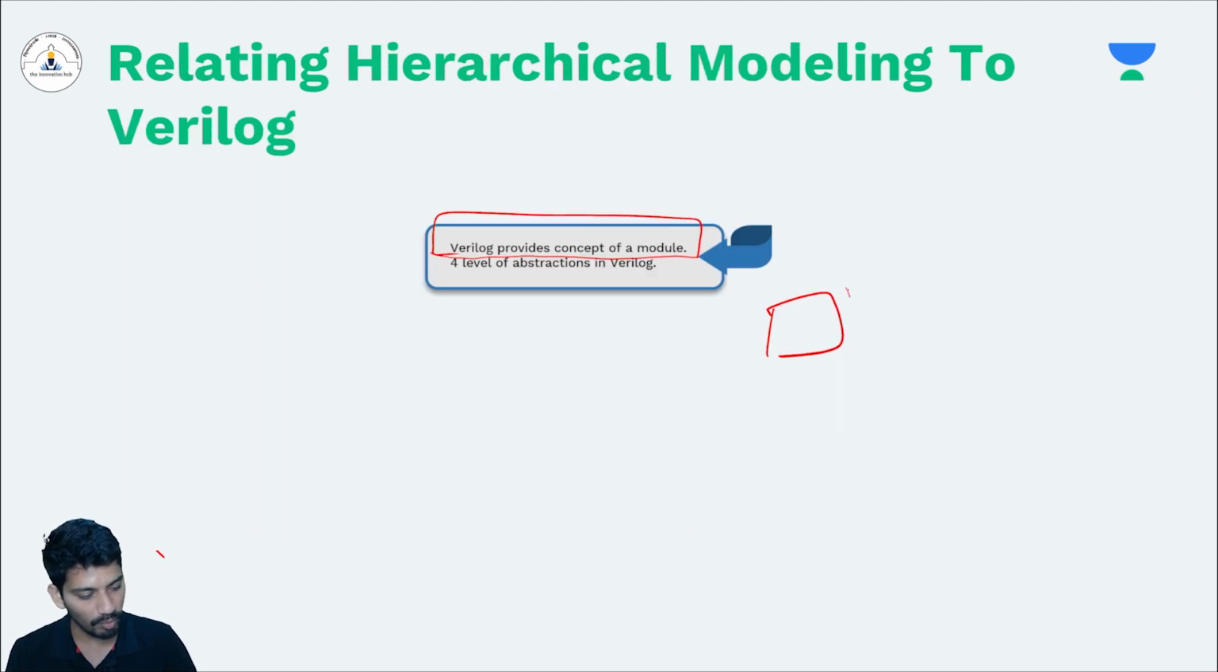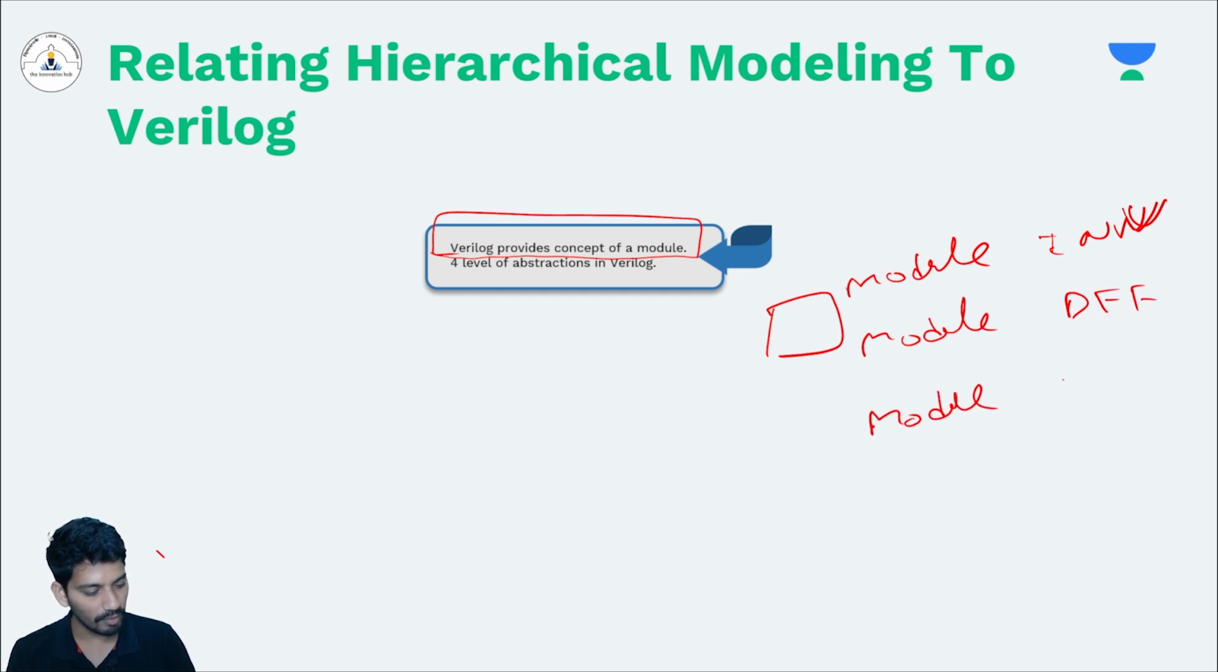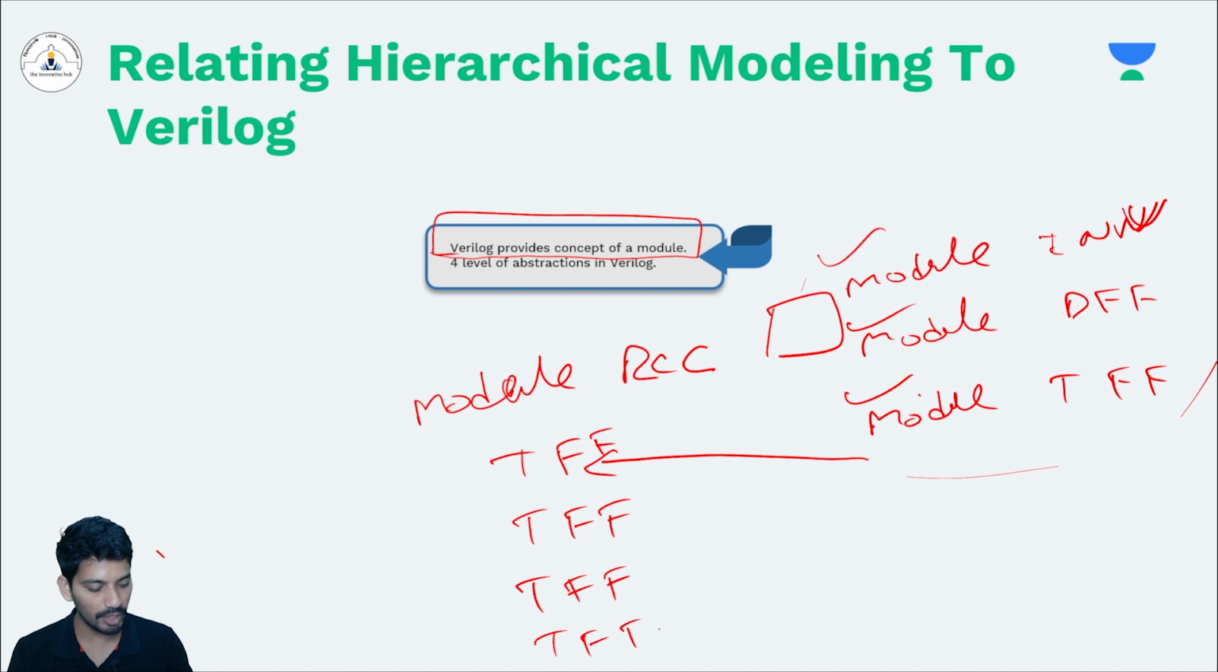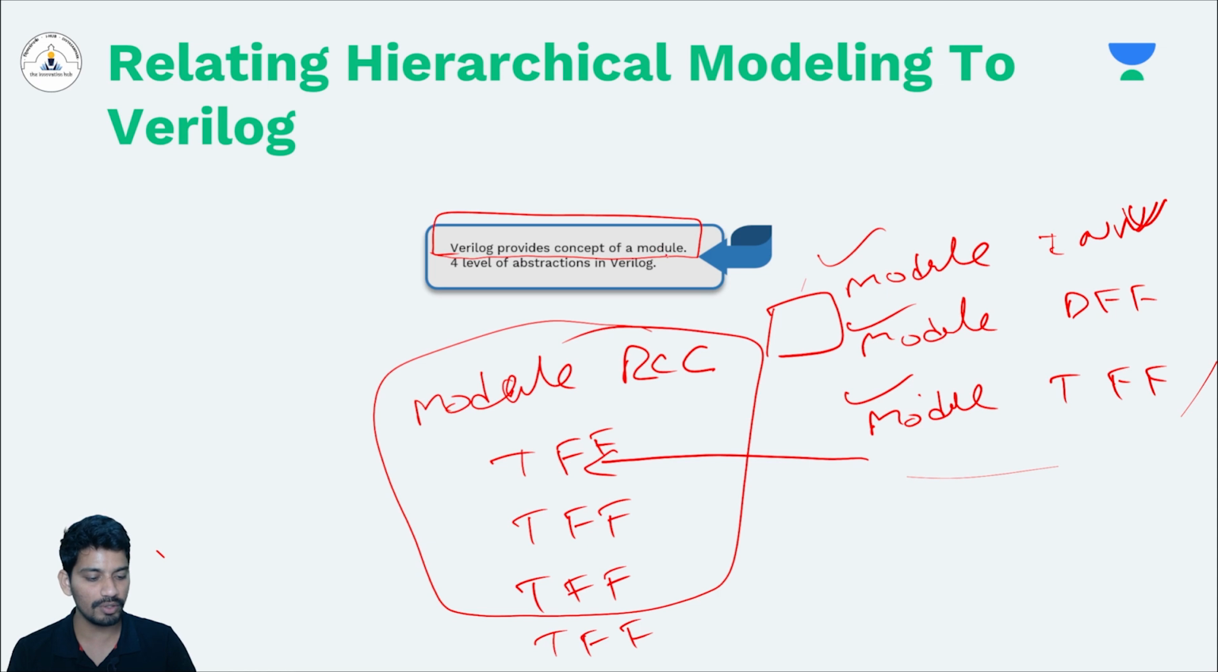Once you define your own modules, let's say module inverter, module T flip-flop, you can combine them to get the functionality. Let's say your top module is a ripple carry counter. Then you call these modules and implement your functionality. You require 4 T flip-flops, so I am calling 4 modules, along with your own functionality. That is how you use the concept of modules to get the hierarchical methodology.